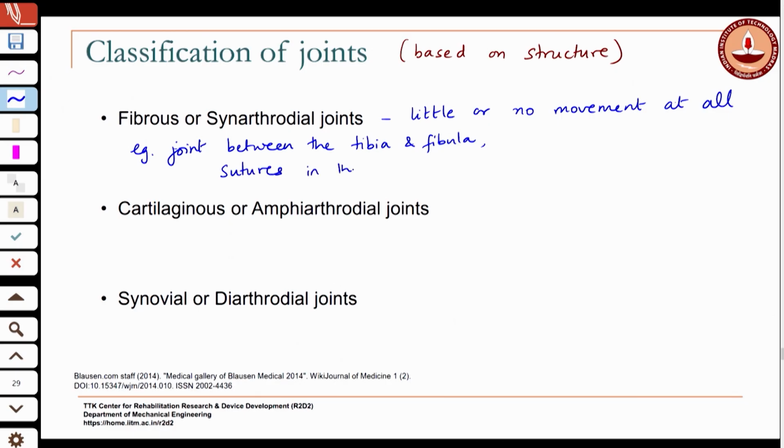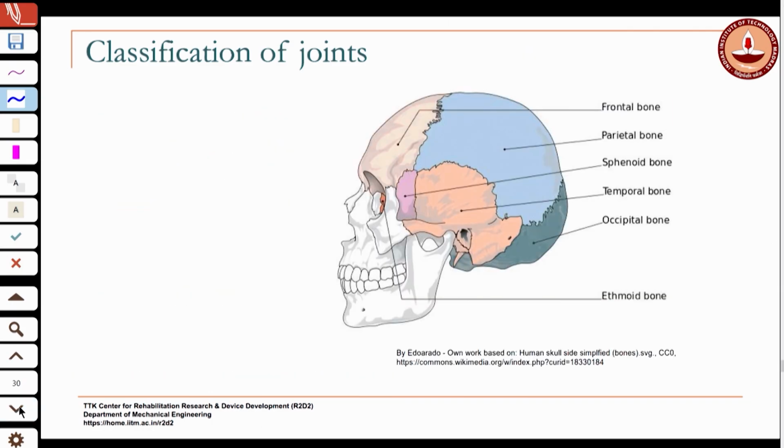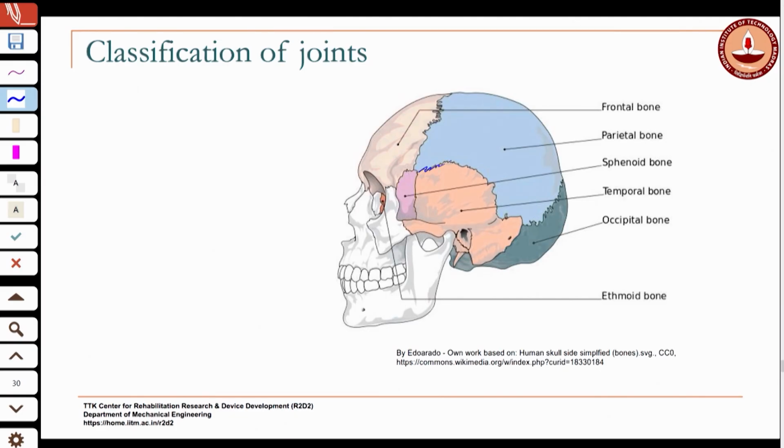Then you also have the sutures in the skull. So, we saw that the skull was actually made up of multiple bones. You have various bones in the skull, and initially as a child these are fairly movable. That is why with a baby you have to be careful about how you hold.